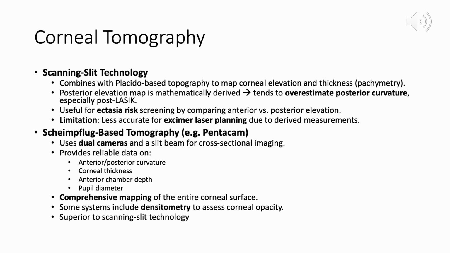directly capture anterior and posterior surfaces. These provide accurate measurements of corneal curvature, thickness, anterior chamber depth, and pupil size. Some platforms even assess corneal opacity with densitometry. Overall, they offer more comprehensive and reliable data than scanning slit systems.